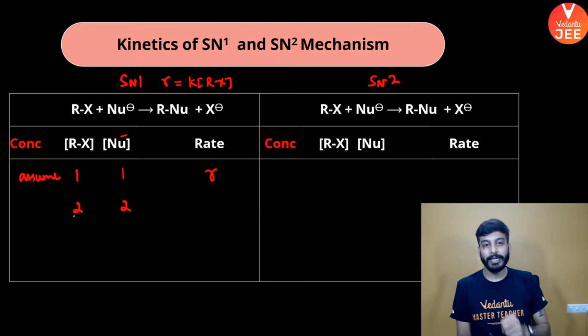What will happen to the rate? And the nucleophile I have also doubled. What will happen to the rate? Answer in the comment box.